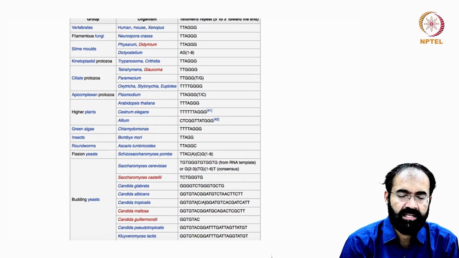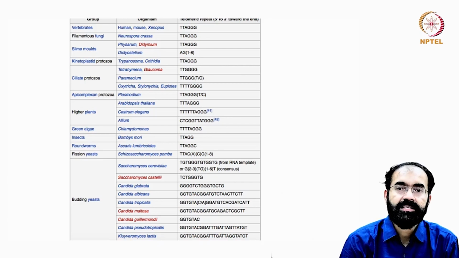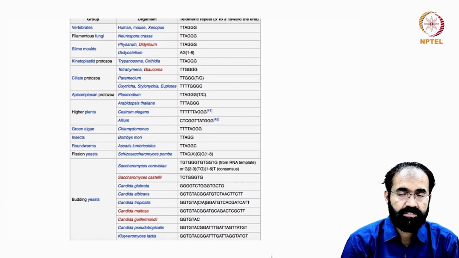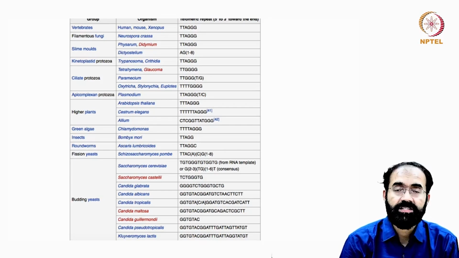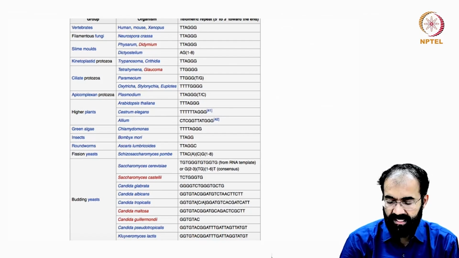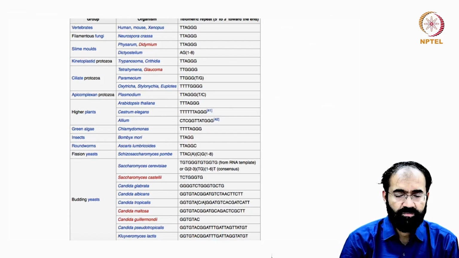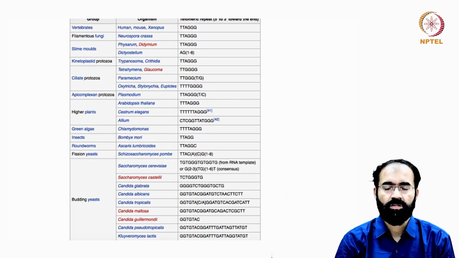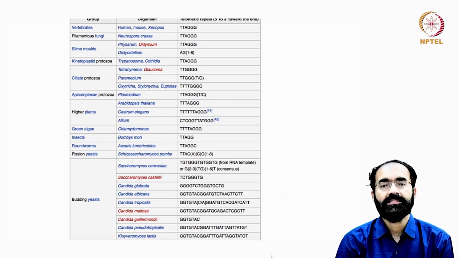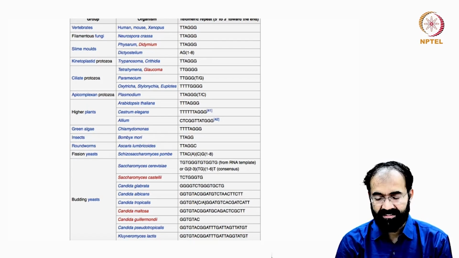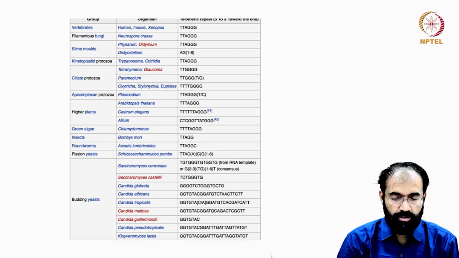Slight variations are there. In Arabidopsis thaliana, instead of TTAGGG, it is triple T. T2AG3 becomes T3AG3. That is the difference between plants like Arabidopsis and human. So that shows how conserved this whole mechanism is. Many other fungi can have variations. That's not important, but we should know that there is significant conservation between eukaryotes.